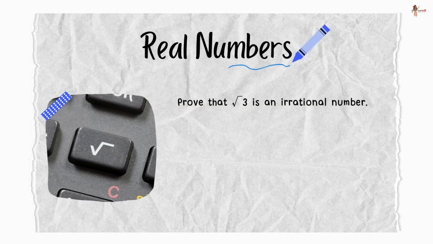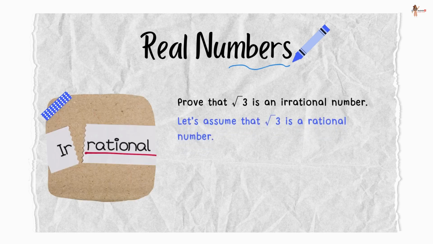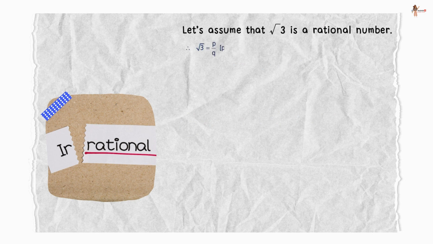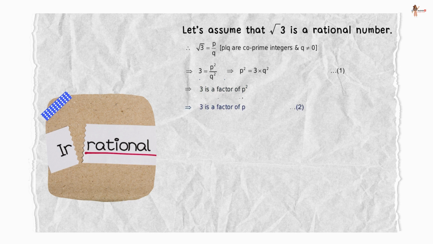We have to prove that root 3 is an irrational number. Let's assume the contrary. That is, let's assume that root 3 is a rational number. That means root 3 is equal to p by q, where p and q are co-prime integers and q is not equal to 0. This implies that 3 is equal to p square upon q square. Or we can say p square is 3 times q square. That means 3 is a factor of p square. Or we can also say that it is a factor of p.